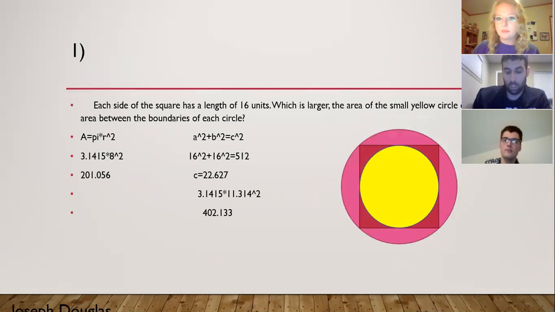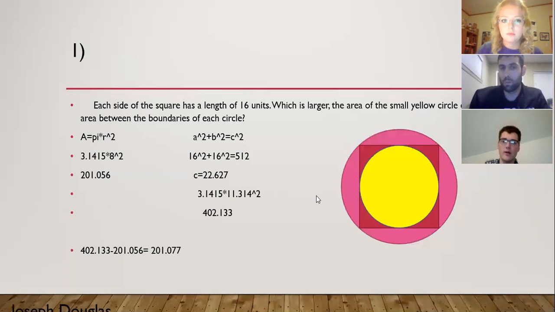Joseph, which is larger, the area of the small circle, or the area between the boundaries of each circle? Okay, so the first thing we need to do is find the area of this circle right here. The values were on here. Oh wait, no, there it is, sorry.